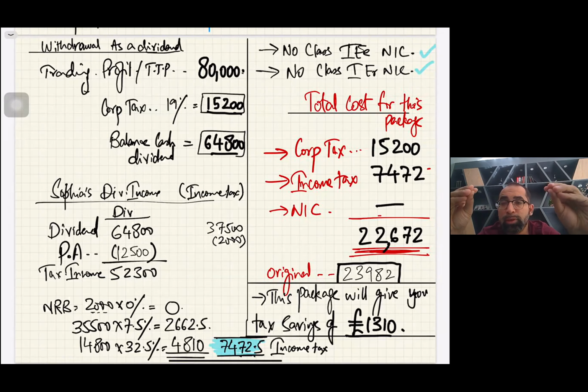Yes, my dear student, listen. For this topic you must have a good grip on NICs, or you should watch the NICs class again. You must have a good grip on all NICs: class 1 employee, class 1 employer, class 1A NIC, class 2 and class 4, right?